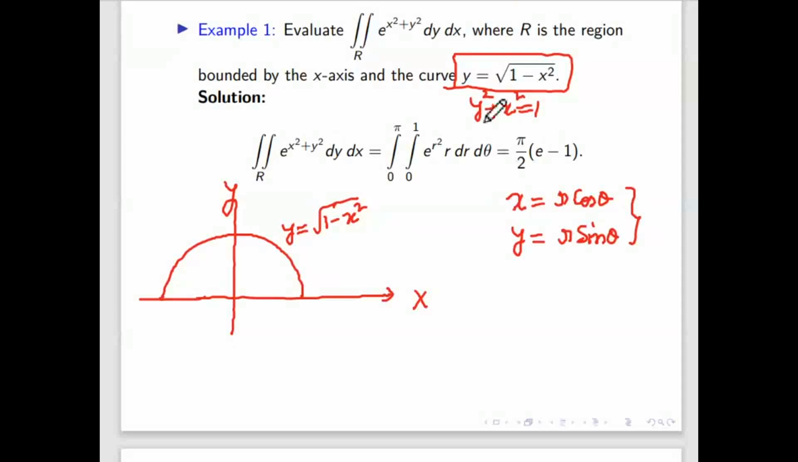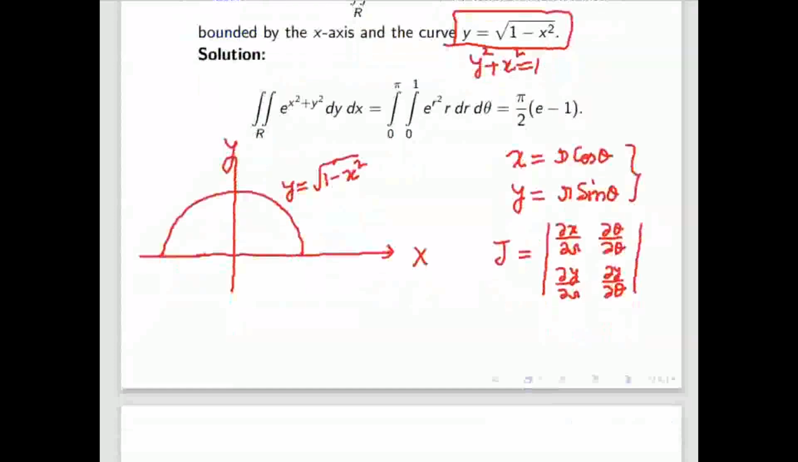So now what is the Jacobian in this? What will be the Jacobian? Jacobian means del x by del r and del x by del theta, then del y by del r and del y by del theta. So x is r cos theta, y is r sin theta. So the Jacobian will come r.